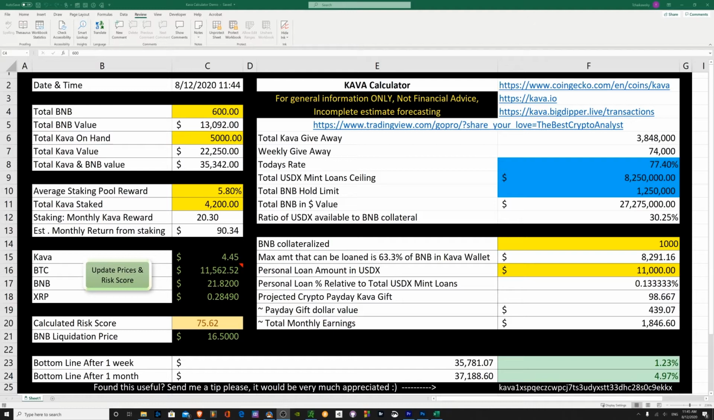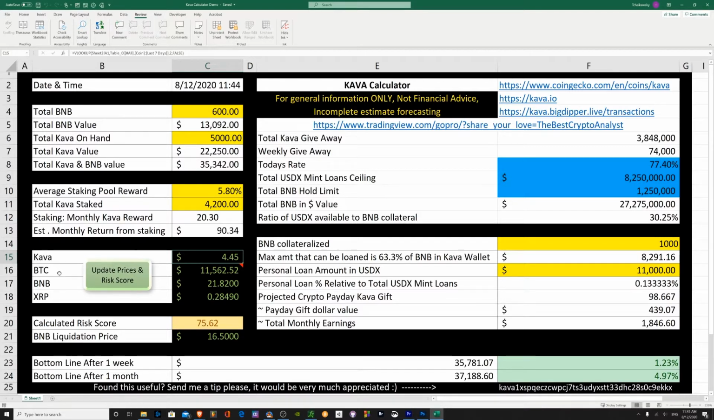Okay, so this is a quick review of how to use the Kava Calculator. Starting right here in this top section, we've got total BNB set to 600. That gives it a value of $13,092. That's based on this value down here where it says Kava.